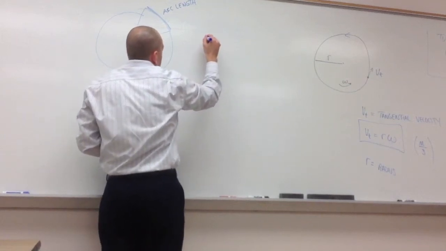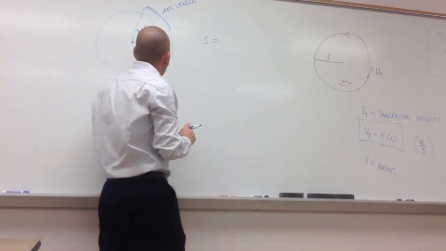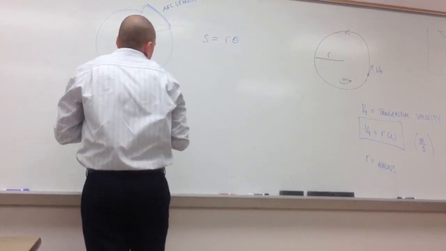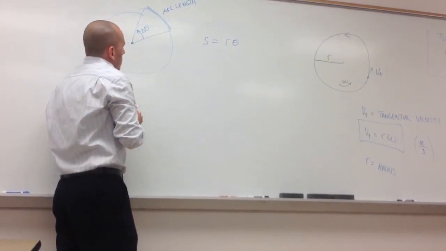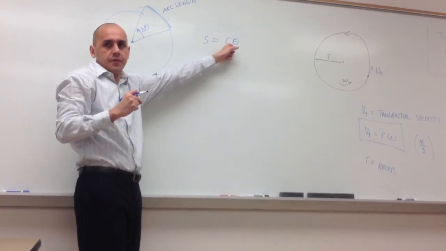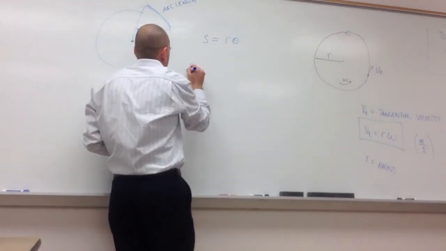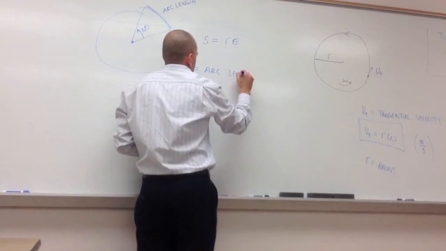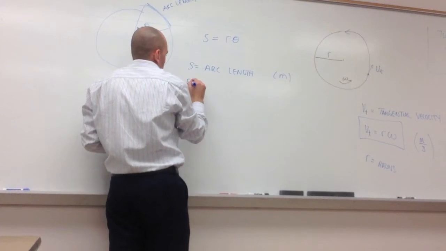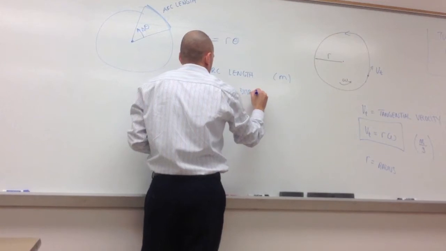And the arc length we use an S for. And this is just equal to R theta. This could be R times delta theta, but your theta is always going to be your angular displacement. So in this form here, S is equal to the arc length in meters, theta is equal to the angular displacement.